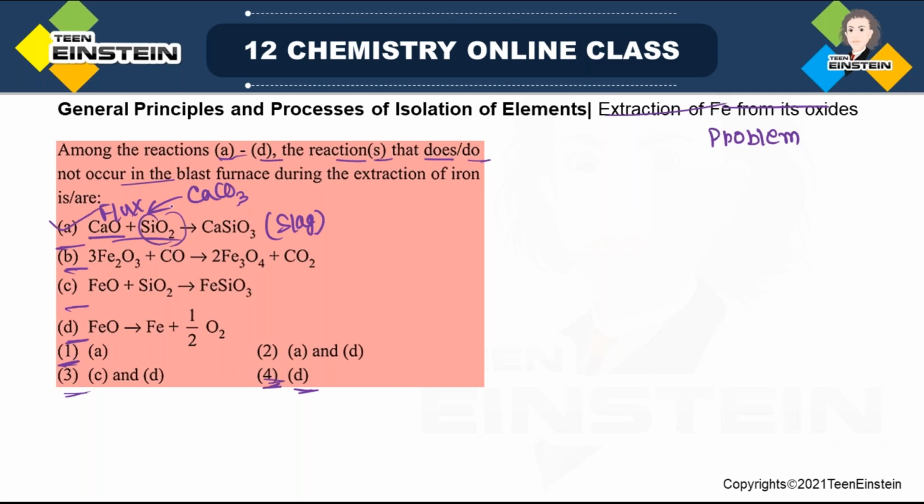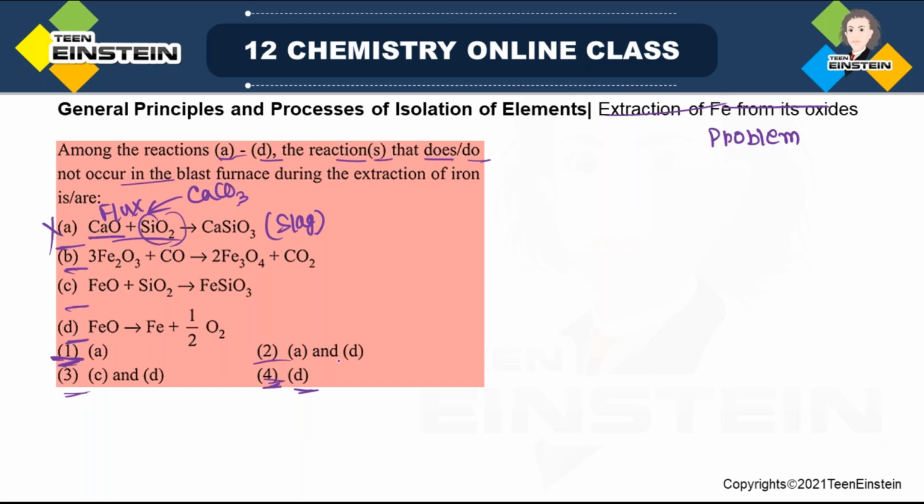Sorry, what I'm saying: A is occurring. So this cannot be the correct option because we have to choose those reactions which are not occurring. So A is occurring, so this cannot be the correct option. But if A is not correct, then options 1 and 2 are also not correct because here we have A.